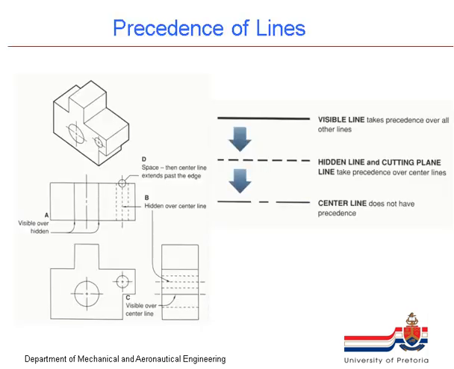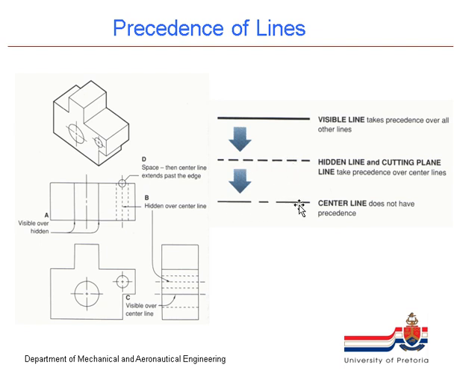So, precedence of lines. This basically just means which line is more important. If I have one line above another, which one would I actually show? Outside edges are the most important, so if you have an outside edge, you will never erase it to show anything behind it. After that, the important thing is the hidden detail lines, and the least important line is a center line.